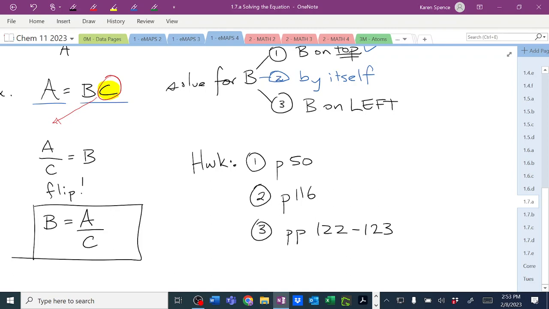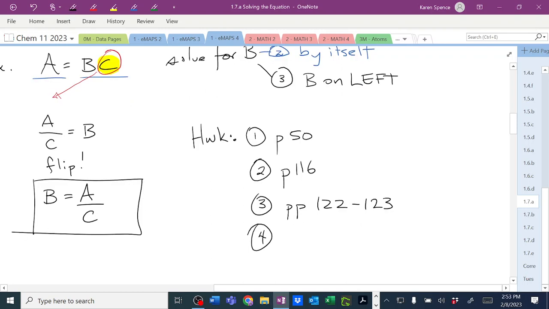Oh, and then the fourth thing, of course, is to work on your visual dictionary vocab list. That's sort of ongoing. Because remember, there will not be a quiz on that stuff. It will just show up on your test.